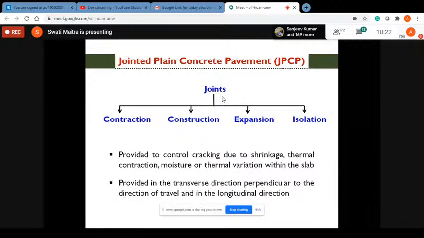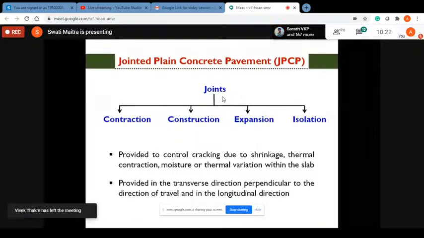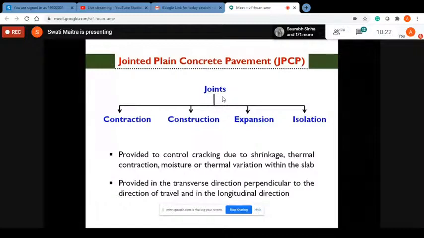Now, joints in concrete pavement are of several types: contraction joint, construction joint, expansion joint, and isolation joint. Now, the joints are provided to control the cracking in concrete pavement, in concrete slab, rather, due to shrinkage or thermal contraction, moisture variation, etc. And they are provided in transverse as well as in longitudinal direction, as I have shown in the pictures of joints.